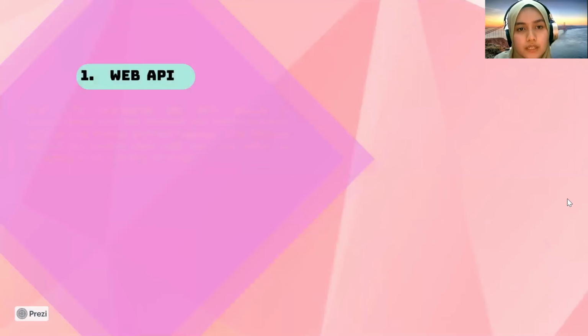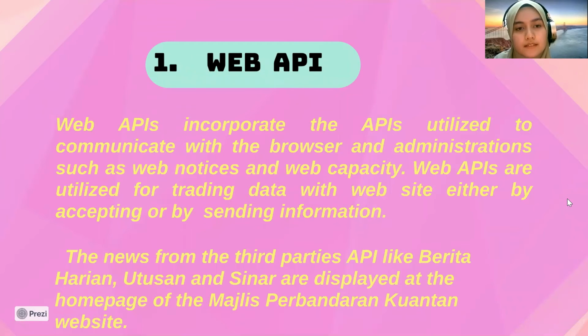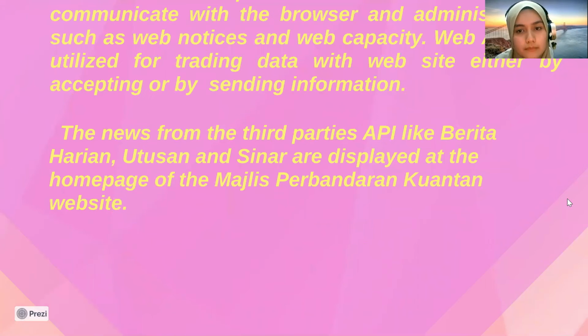First, we will look at the web API. Web APIs incorporate the APIs utilized to communicate with the browser and administration, such as web notices and web storage. Web APIs are utilized for trading data with a website, either by accepting or by sending information. So we can see the news from third-party APIs like Berita Harian, Utusan, and Sinar displayed at the homepage of the Majlis Perbandaran Kuantan website to let users know about the current news happening in the world.